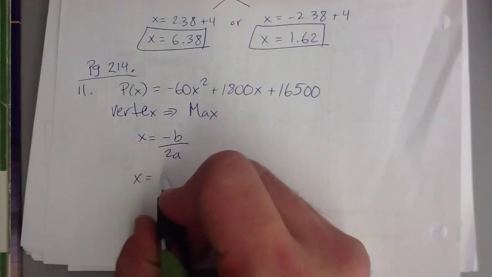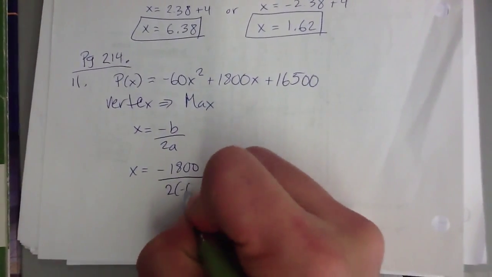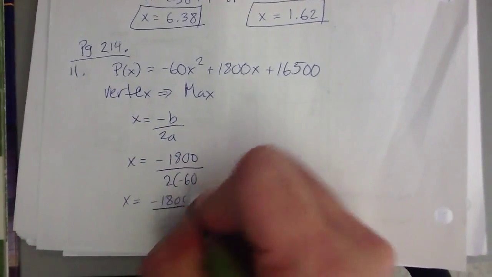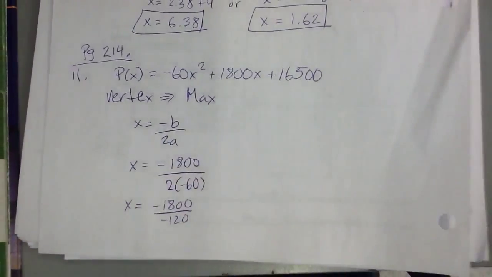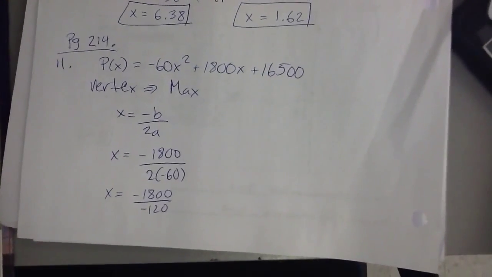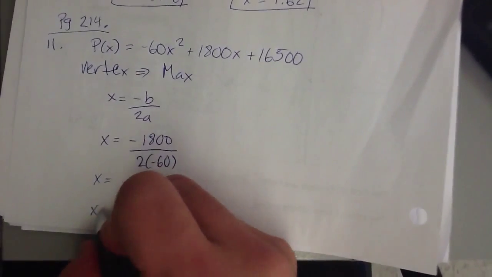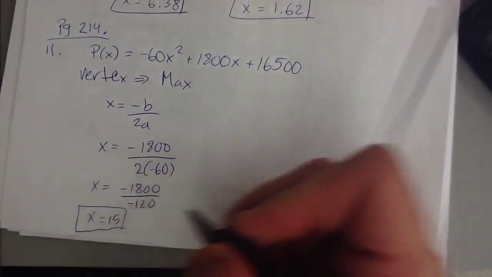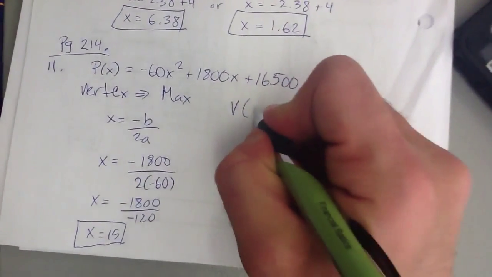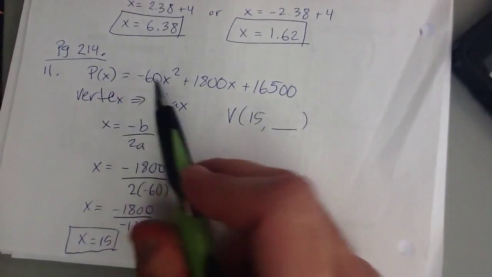So this is x equals negative b, which is 1800, all over 2 times a, which is negative 60. So x is equal to negative 1800 all over negative 120. And if you just do negative 1800 divided by 120, you're going to get positive 15. So positive 15 is where my vertex lies. My vertex is 15, something. I can figure out the something by plugging it into this equation.